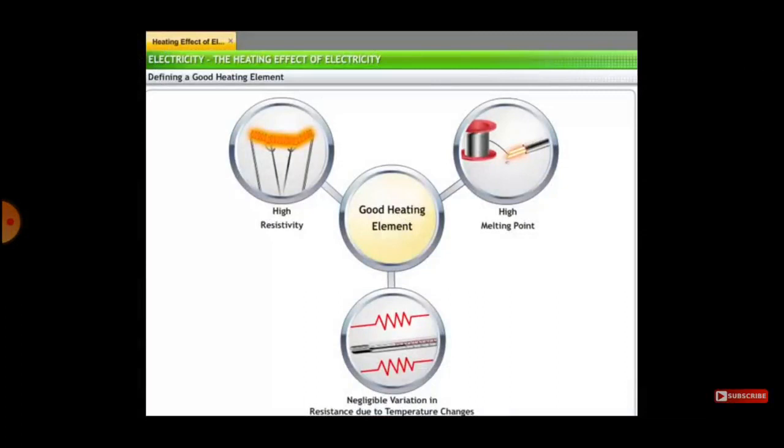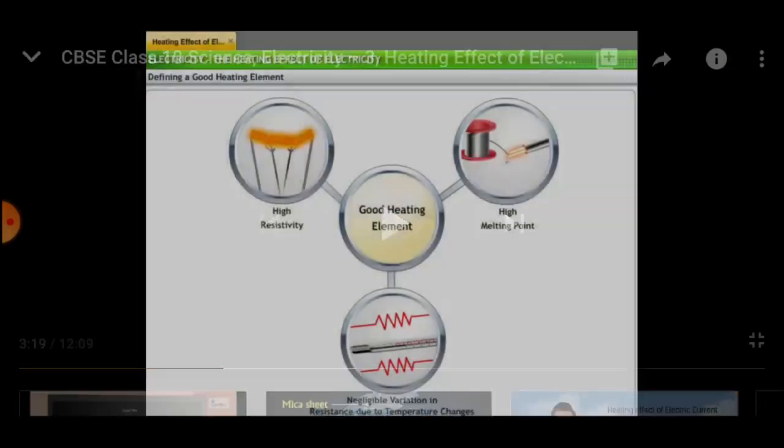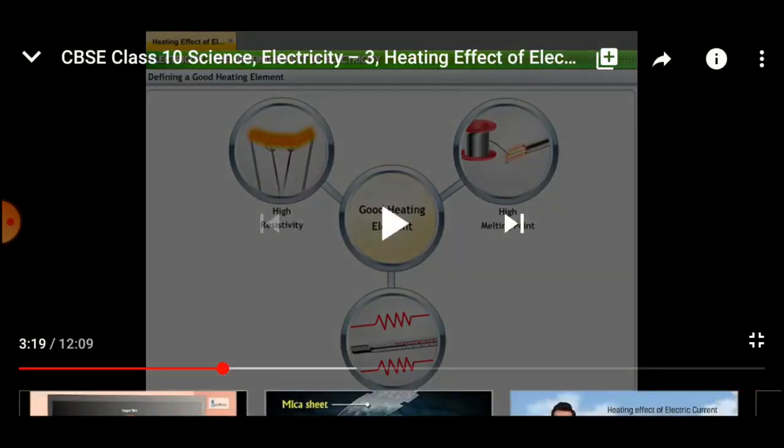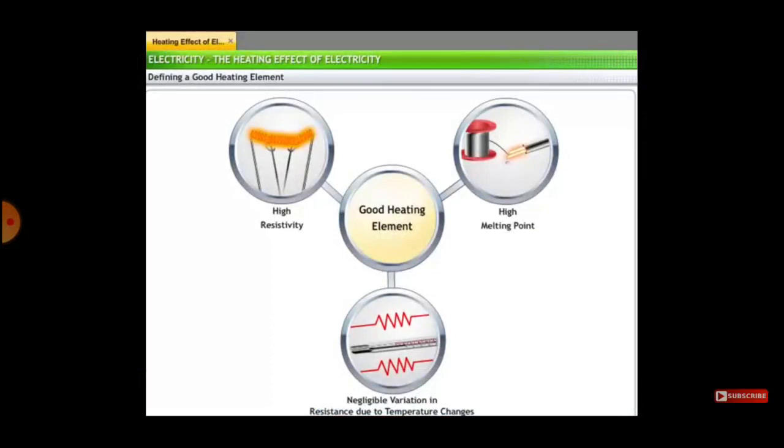See, a good heating element should have a high resistivity because when it has a high resistance, the current will do more work to flow in the conductor against the resistance. The conductor resists the current, and against that resistance the electrons try to move in the circuit. That work done is liberated as heat energy. So the heating element we use in the toaster and room heater should have a high resistivity and a high melting point.